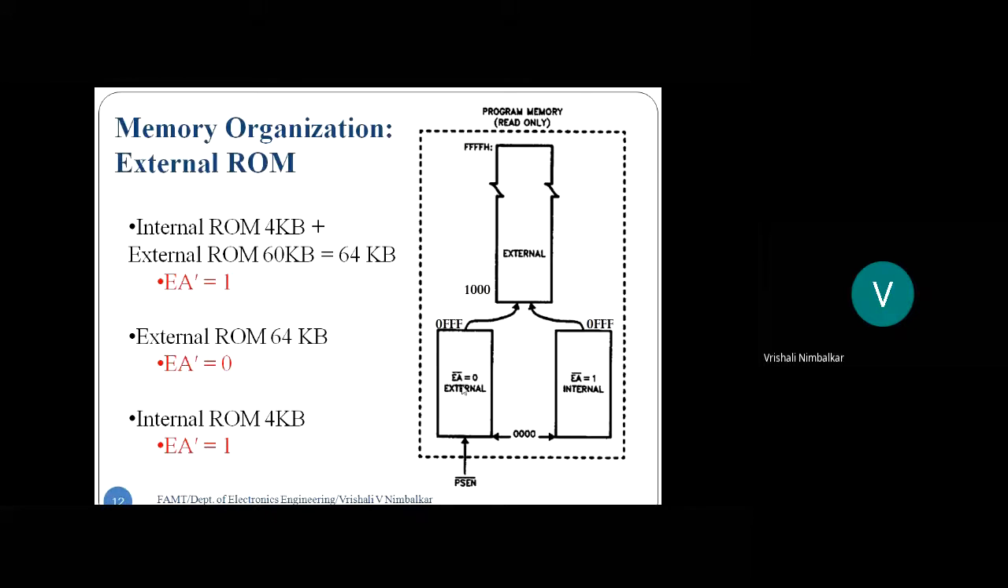Right? So on the left hand side, 0000 to FFFF is purely external. On the right hand side, 0 to 0FFF only internal, or 0 to 0FFF internal plus 1000 to FFFF external, 4 KB plus 60 KB. So these are the options available for connecting external ROM, or for connecting ROM memory.